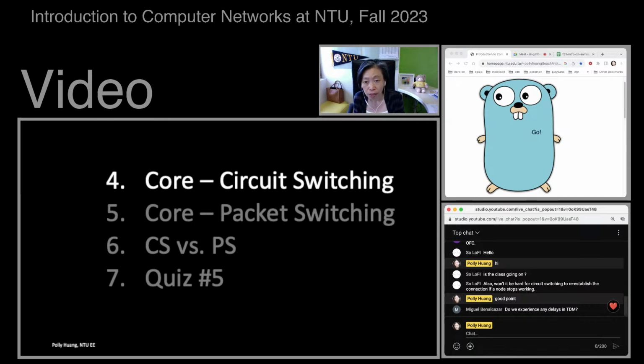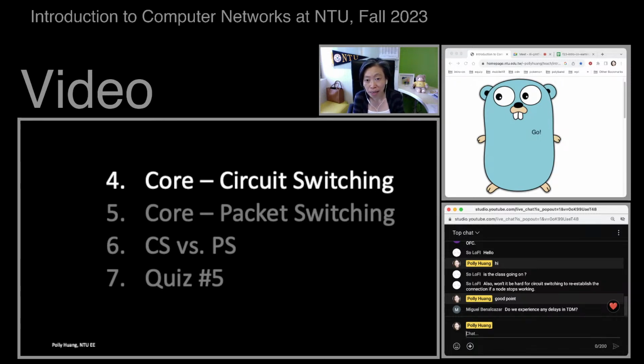Okay. And Miguel is asking, do we experience any delays in TDM? That's a very good question. There is, but just a little. And during the transmission, very little. But to establish a connection, that delay might be significant.